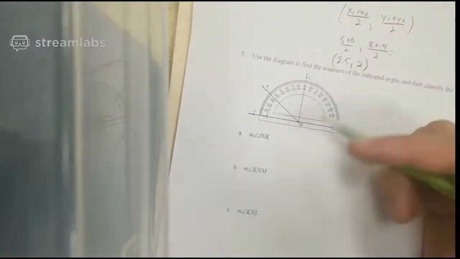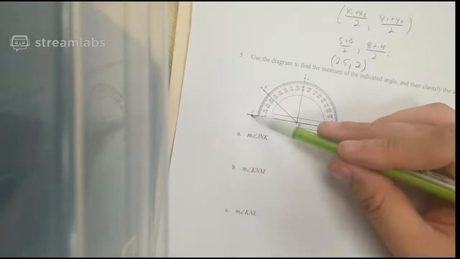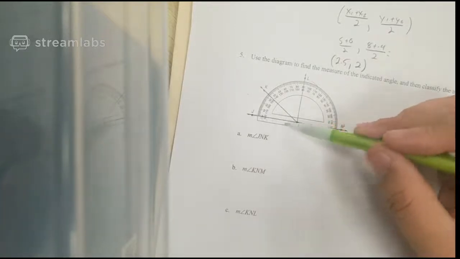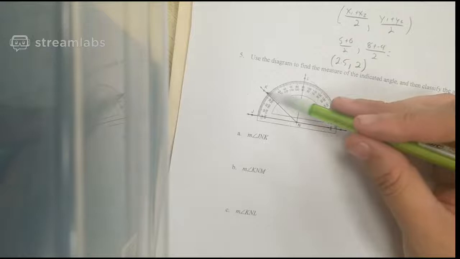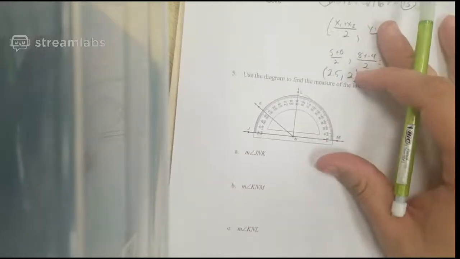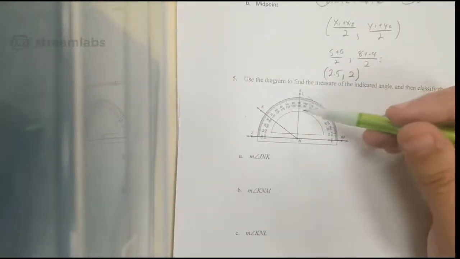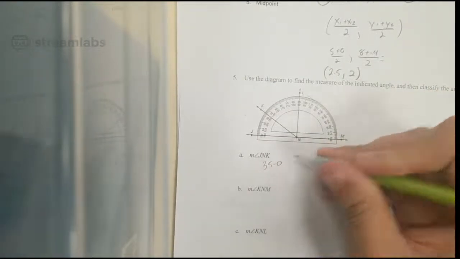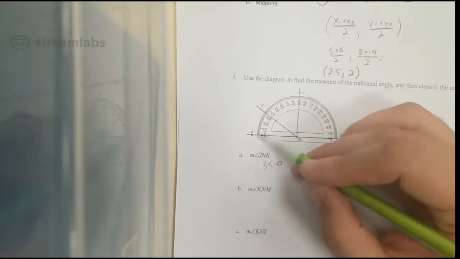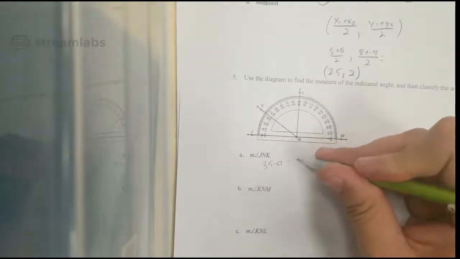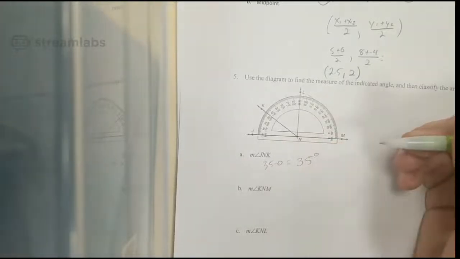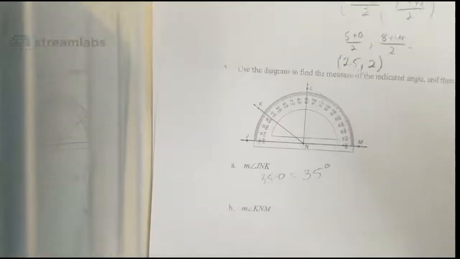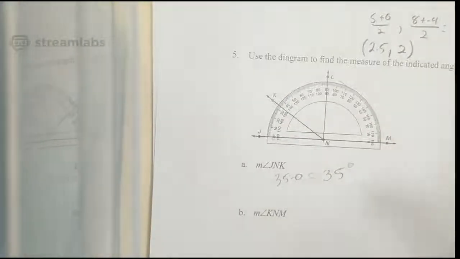Over here, find the measure of the indicated angle. So J and K. J starts here at the 0 mark of the protractor, and then K is over here. K is going to be at, it looks like, the 35 mark. So you do 35 minus 0. K is at 35. J is at 0. So 35 minus 0, that angle is 35 degrees, okay? Let me see if I can zoom in so you can see a little better.